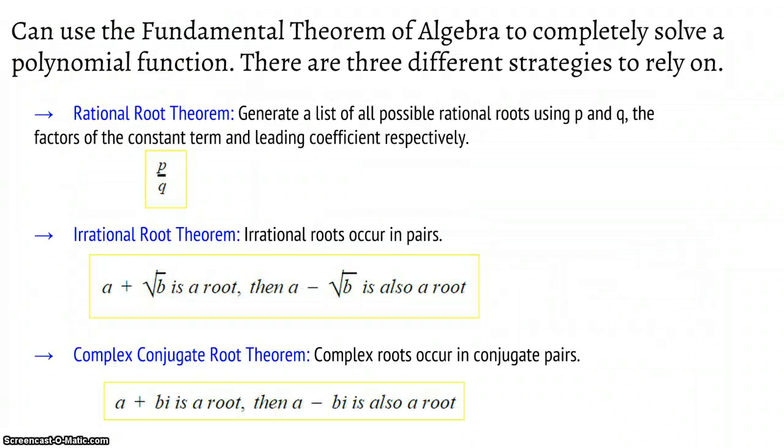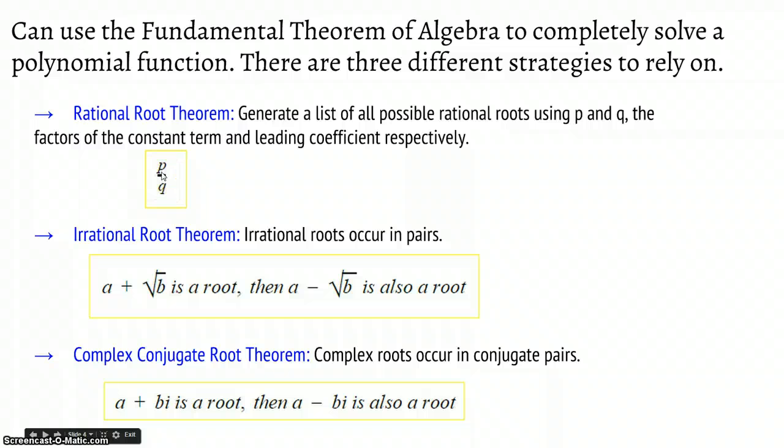We can use the fundamental theorem of algebra to completely solve a polynomial function. And there are three strategies we rely on. One of them you've seen before, pretty in depth: the rational root theorem. Some of you hated this, but it was still pretty cool. The rational root theorem lets us generate a list of all possible roots, right? We use p and q.